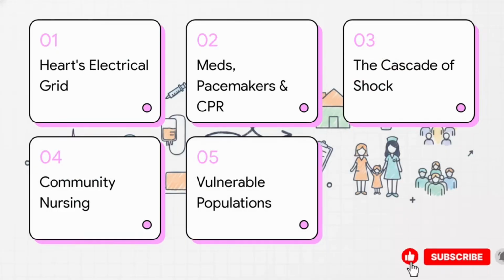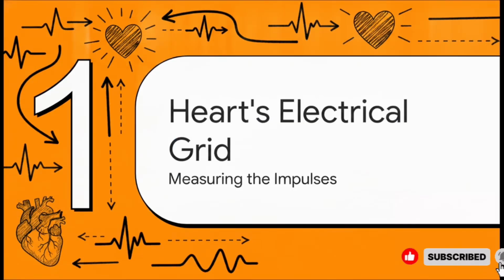Okay, let's dive right into this. Here's our roadmap for today. We'll explore the heart's electrical grid, jump into critical interventions like meds and CPR, break down the cascade of shock, and finally, shift our lens over to community nursing and protecting vulnerable populations. Starting things off with Section 1, the heart's electrical grid.